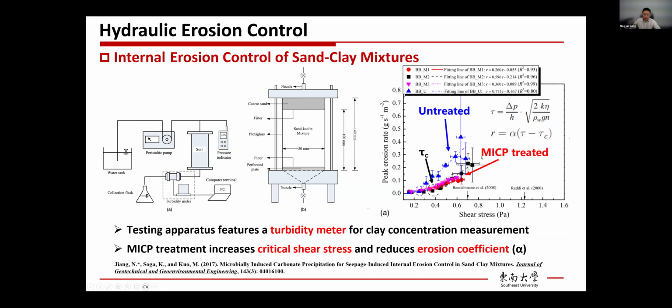Then the right-hand figure shows the peak erosion rate versus shear stress. Here we can see after MICP treatment, firstly, the turning point or the critical shear stress increases. Secondly, the slope for the post-erosion part, which we call the erosion coefficient, also drops after MICP treatment. So this can demonstrate that MICP treatment can also mitigate internal erosion in sand clay mixtures.